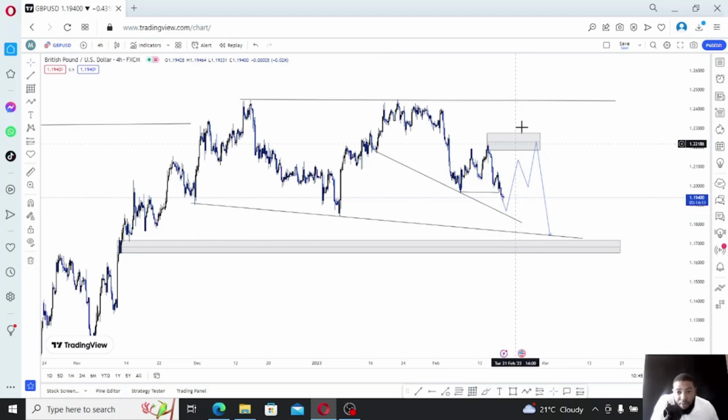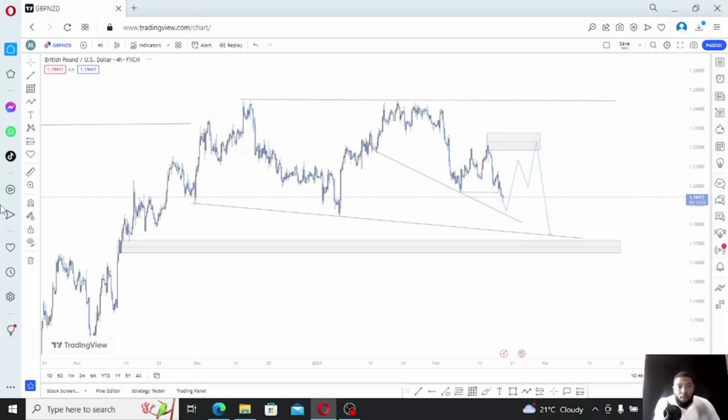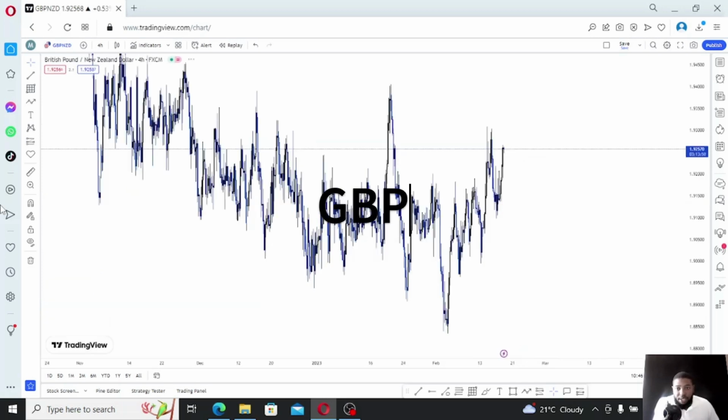Should price push back to this area, giving us those nice patterns, obviously we're going to be looking to take this to the downside again, all the way till this order block, and then this is the area that we're going to be looking to sell from. So that was GBPUSD for you guys. And then I think I also have GBPNZD. Just quickly go to GBPNZD.